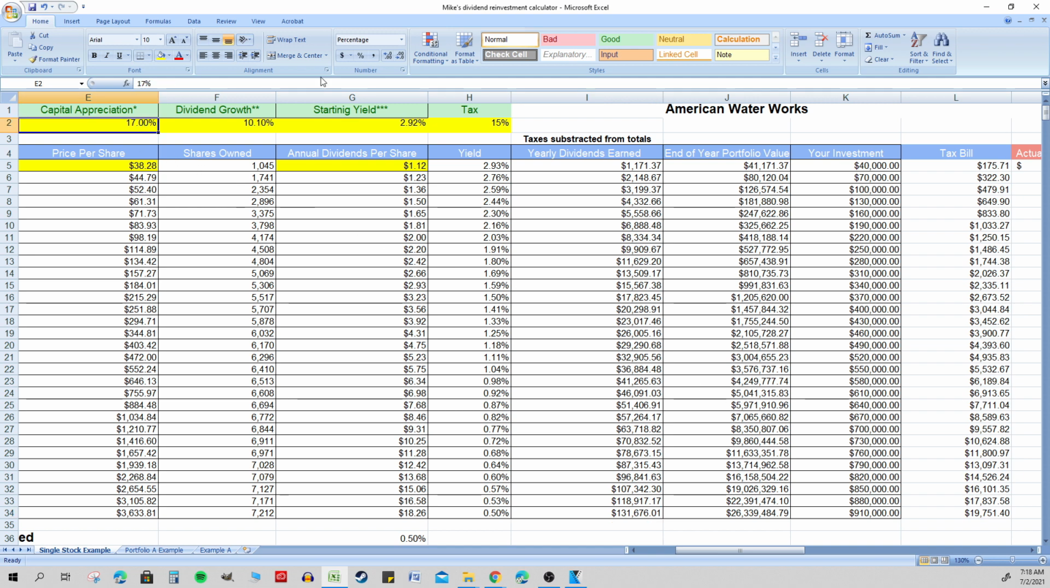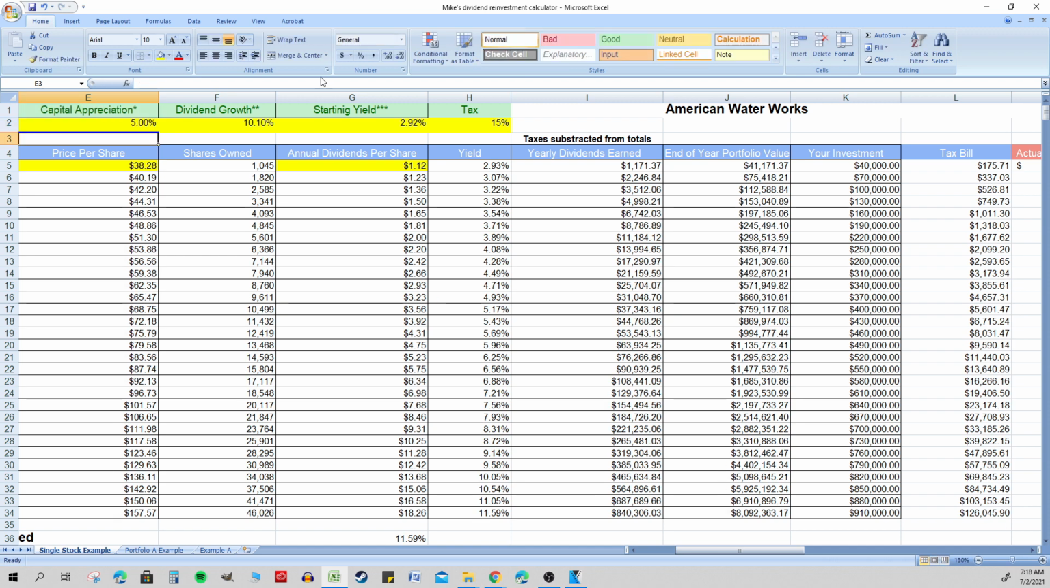But let's just say your growth rate was only 5% and you had a dividend growth rate of 10%, leaving that the same. You can see a much different picture, where your annual dividend income would be about $1 million, but your total portfolio value would only be about $8 million. So it just depends on the compounding annual dividend growth rate. It depends on the capital appreciation rate. And these numbers are going to change over time.